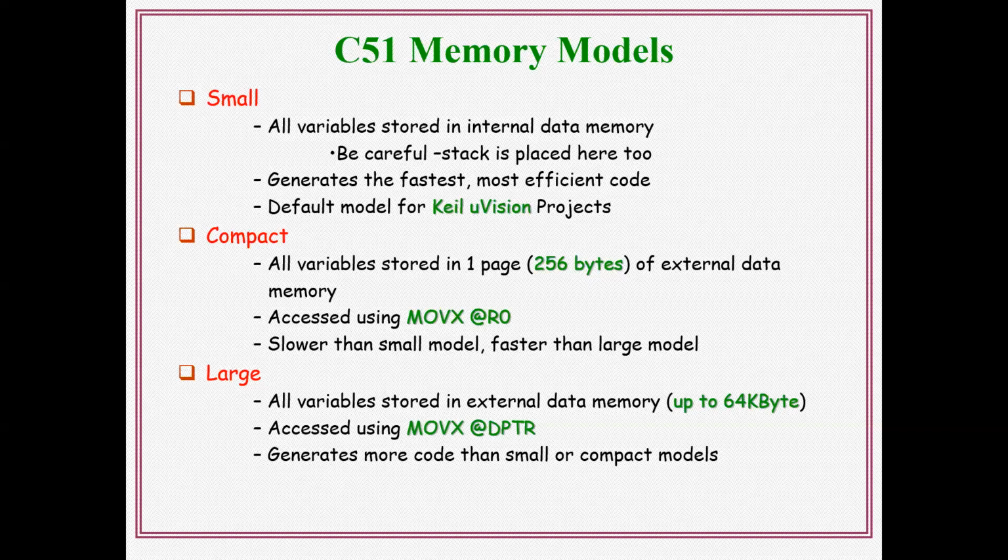Next one is large. If you select the large memory model, all variables are stored in external data memory, that is up to 64 kilobytes of external memory. That can be accessed using MOVX @DPTR. DPTR is the data pointer used to access 16-bit memory locations. In MOVX, X indicates external memory, and it generates more code than the small or compact models.